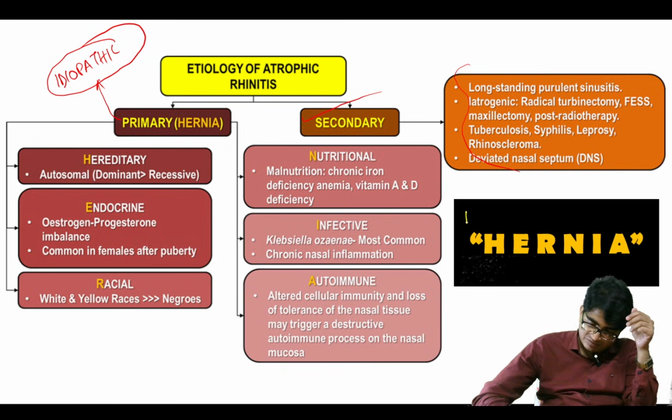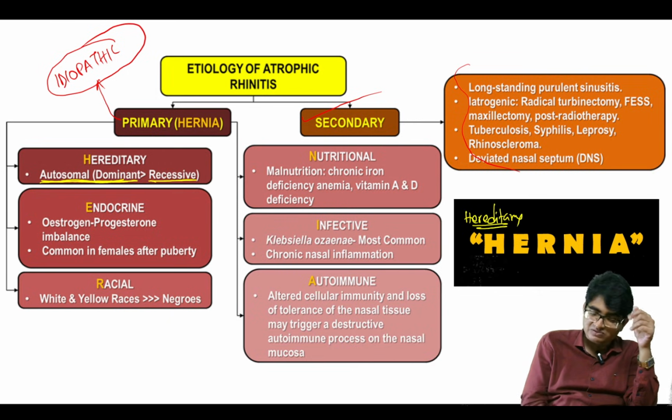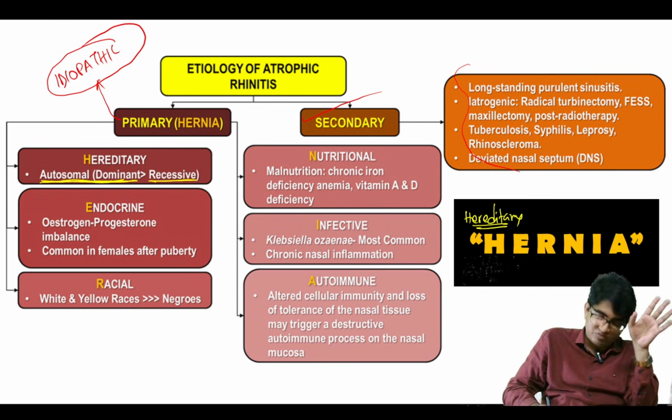So that is the first one. H for hereditary. The most common hereditary pattern known is autosomal dominant. You have to remember this much. Autosomal recessive is also seen, but autosomal dominant is most common.